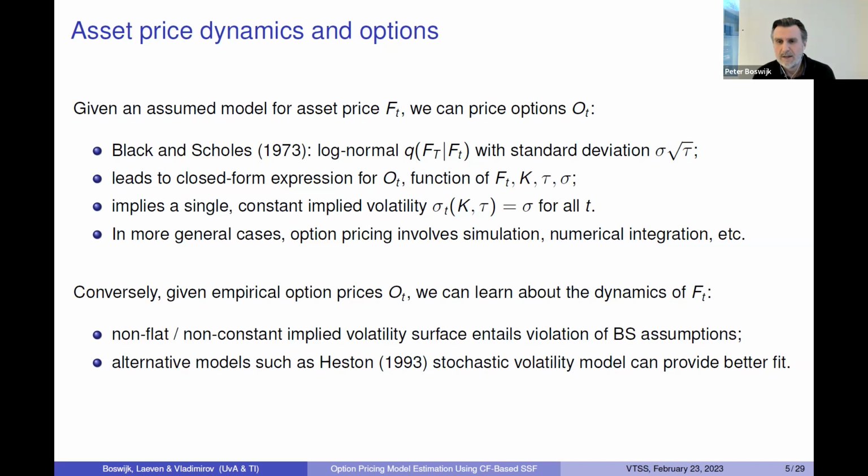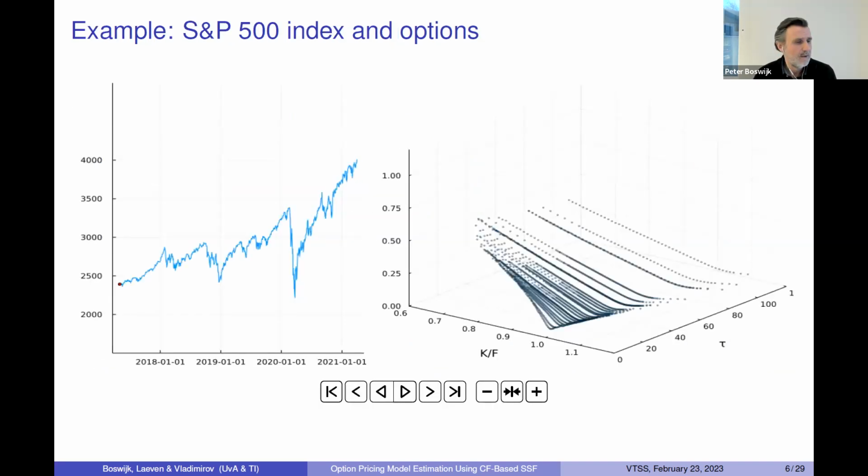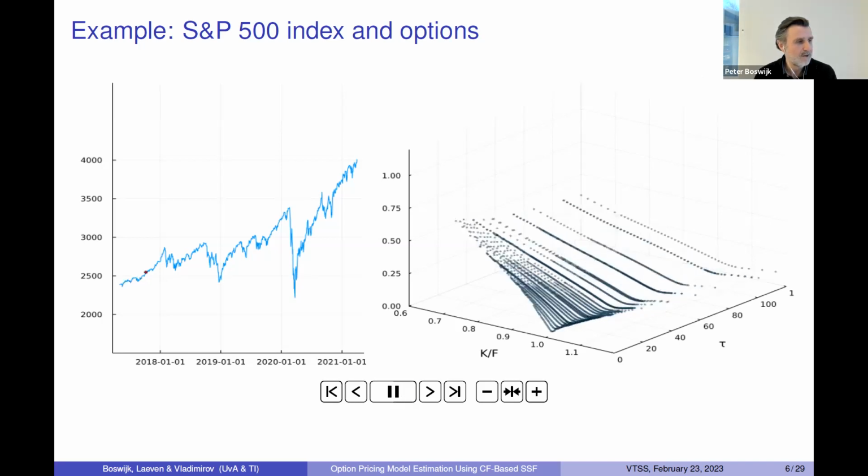If you can go to the next slide. Then what you see here is an example on the right-hand side of such an implied volatility surface, with two axes, tau, the time to maturity, and K over F, which is the strike prices. And indeed, you see it's not a horizontal plane, but rather it has curvature. If Majid can click on the play button, let's see if this works.